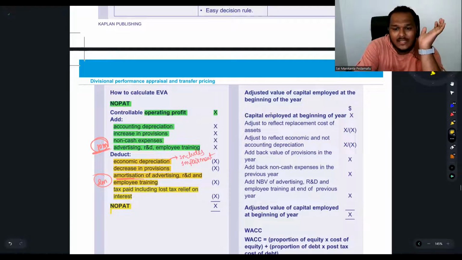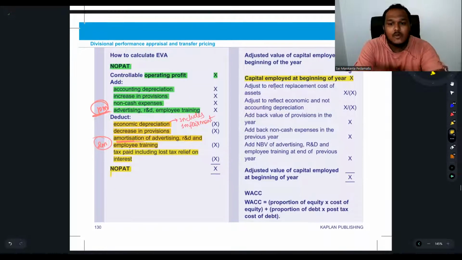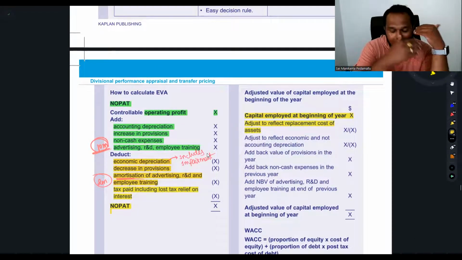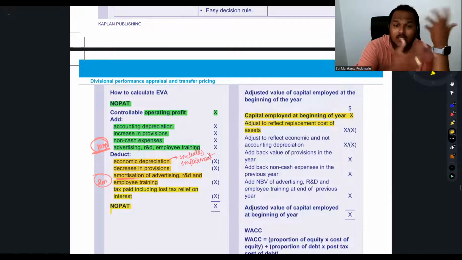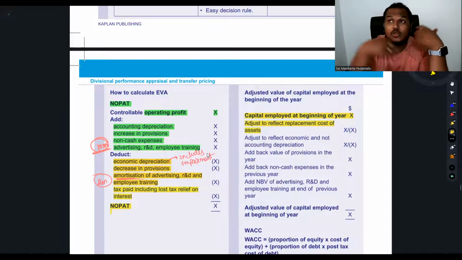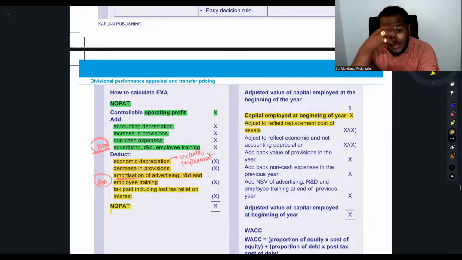So what we are doing, we are taking the capital employed at the beginning of the year. Then what are we doing? Adjust to reflect replacement cost of the asset. What do you mean by replacement cost, sir? Simple. If right now I have to replace my asset with a similar one from the market, if I want to discard this and replace it with a new one, what is the cost I have to pay? So my books of accounts might actually show high value or low value, but I want to adjust the books of accounts value, the capital employed value, to the real market value.